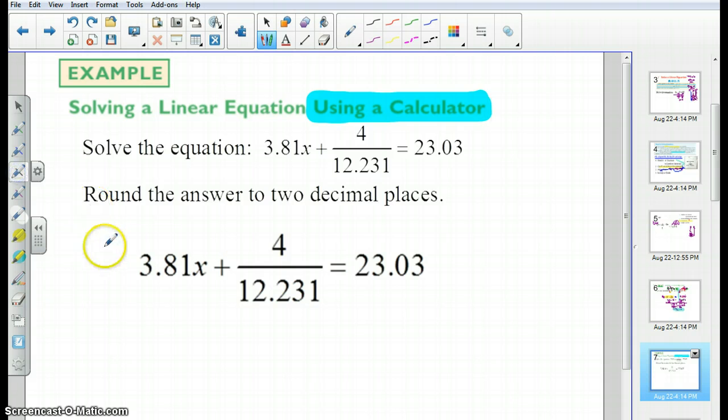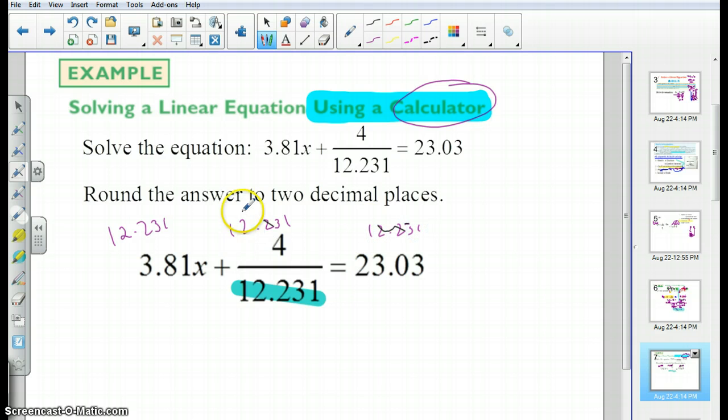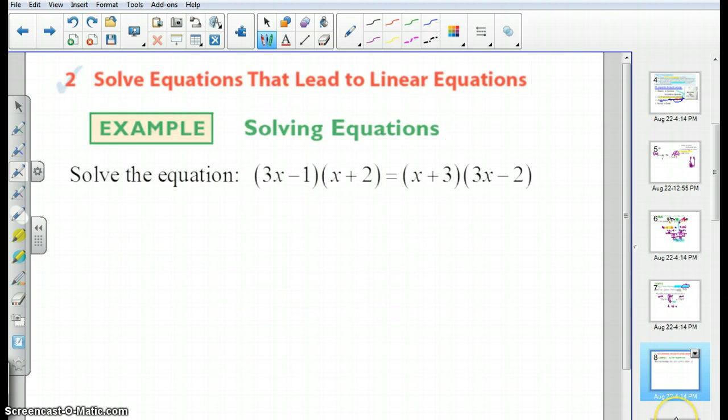For this one, I won't work it out, but again, I'm looking at clearing the fraction, so I would get rid of this denominator, and I'd multiply every term by the common denominator, which is this 12.231. And it does say use a calculator, but again, to do this, it's 12.231 times this term, 12.231 times this term, and 12.231 times this term. And of course, this will cancel, just leaving me with a 4. I would use my calculator to calculate the rest.